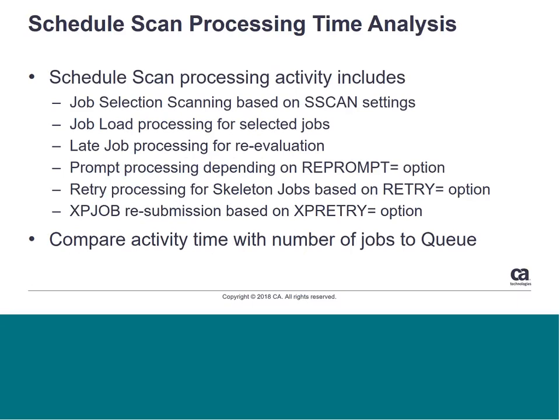The scheduled scan processing time analysis: the whole processing activity that we consider to be scheduled scan includes things like selection scanning for jobs, which is what you think of scheduled scan actually being. It's the process of scanning your database to see if there are any jobs to be submitted or to be loaded into the request queue, shall I say, based on their scheduled definitions. But as part of what CA7 considers to be the scheduled scan activity, we also include a job loading process for those jobs that we select. They're included in the overall task time.